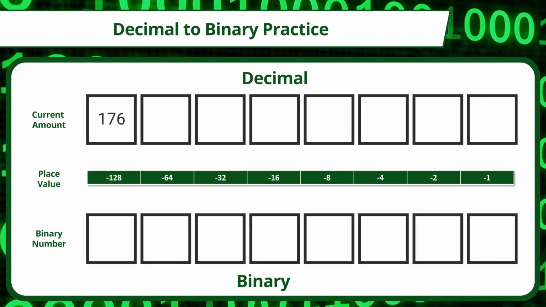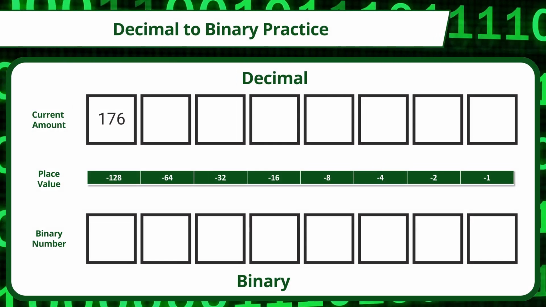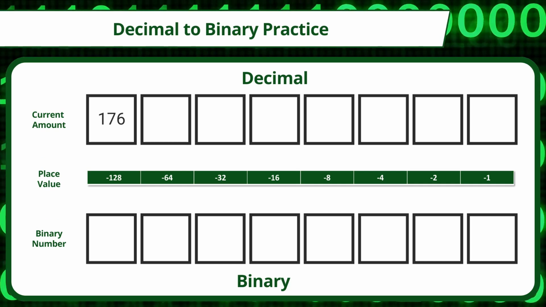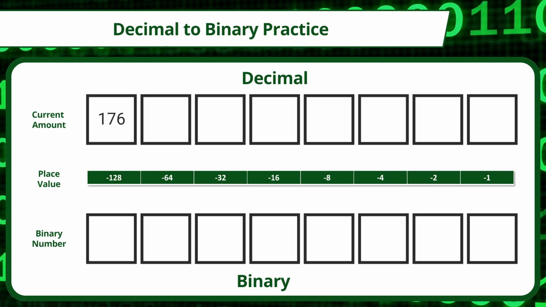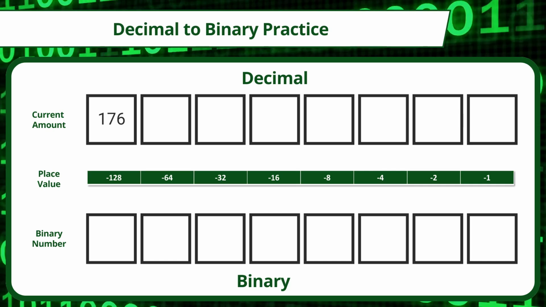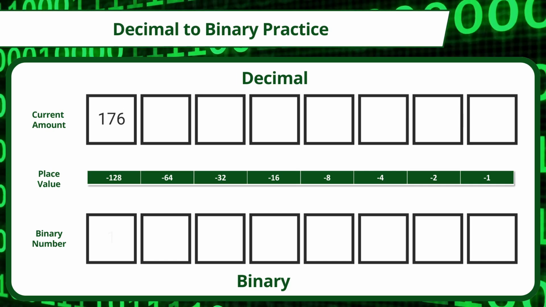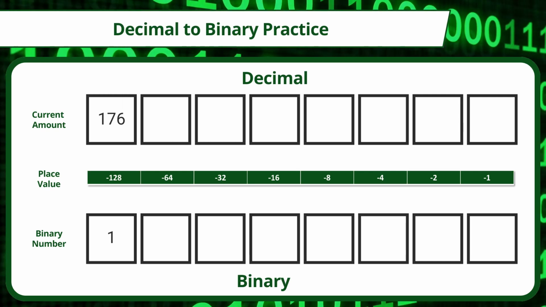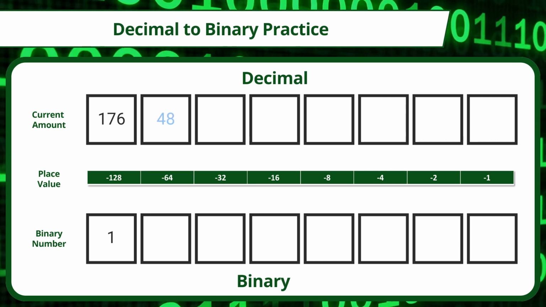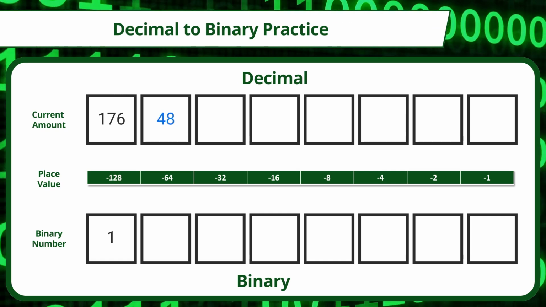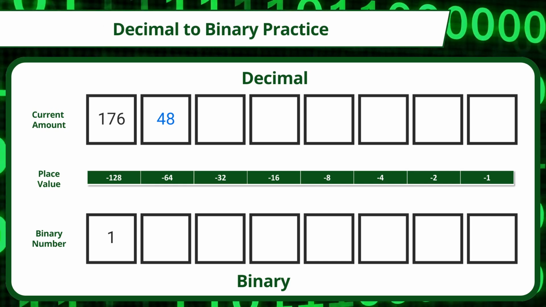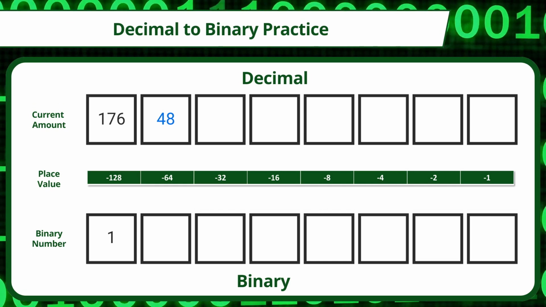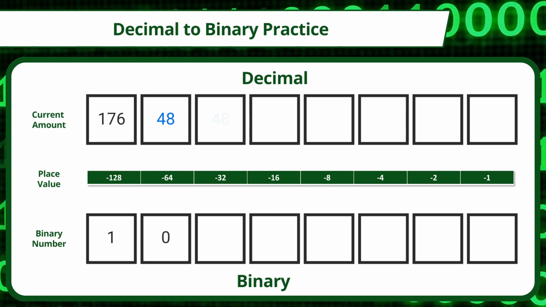176, and our first place value column is 128. Can 128 fit into 176? Yes, it can. So we place a 1 in our binary number, subtract 128 from 176, and that leaves us with 48. Now we check 64. Can 64 fit into 48? No, it's too big. So we place a 0 and keep 48.